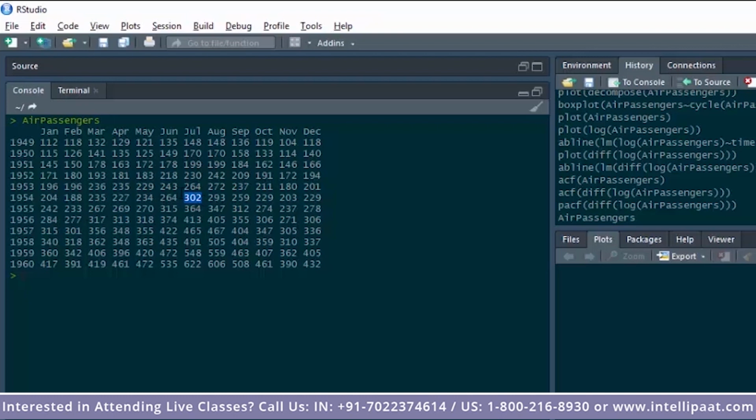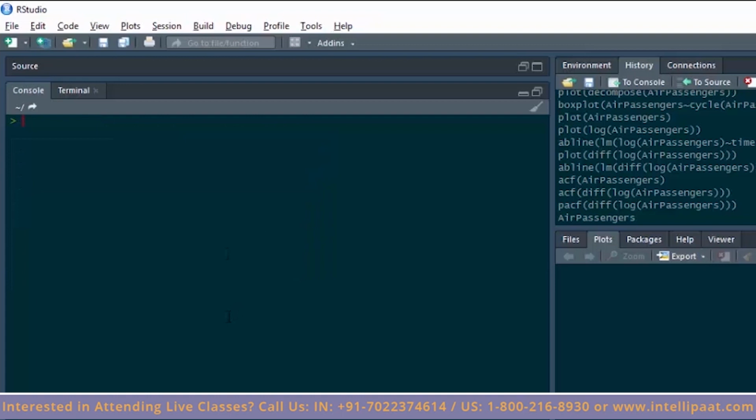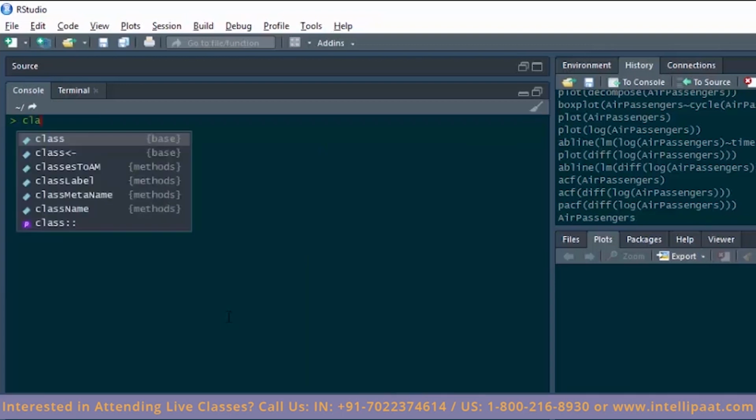So if we have a look at this entry, then there were 302 passengers during July 1954. Similarly, if we take this entry over here, there were 178 passengers during March of 1951. And if we take this entry, there were 405 passengers during December of 1959. And just to be sure, let's also have a glance at the class of this dataset.